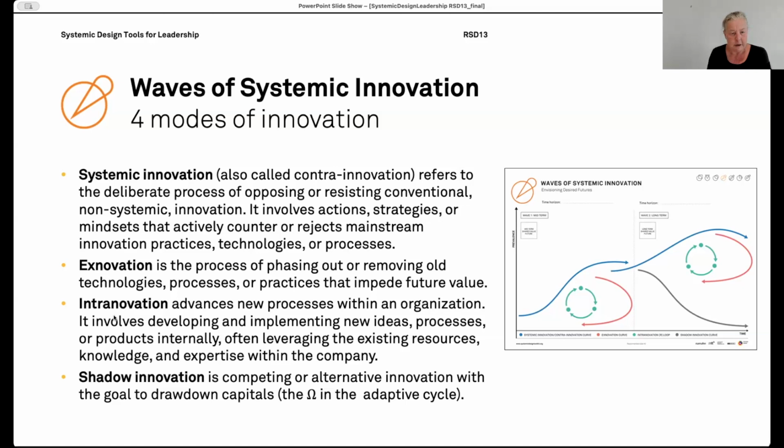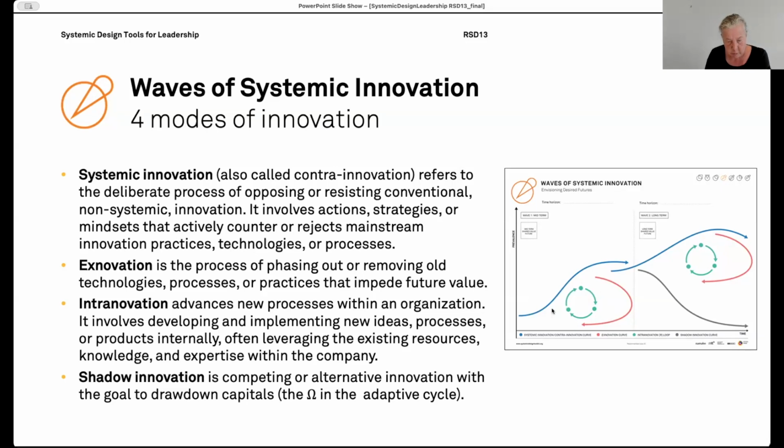So systemic innovation, also called contra-innovation, is really innovating in a new way, in a more systemic way, towards a desired ideal future. And so not to try to innovate as usual, but really try to come to this ideal future. Exnovation is the process basically of releasing things, of stopping things that are not going in the right direction, that are not going towards this desired future.